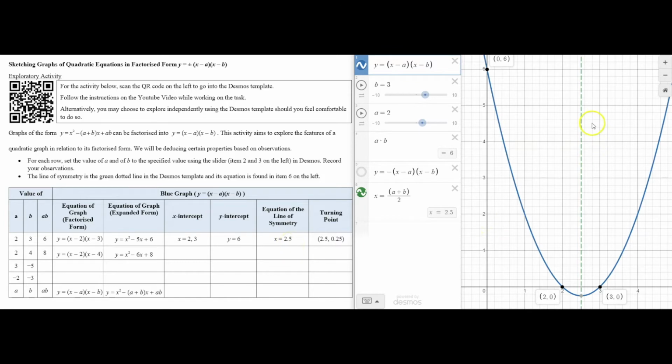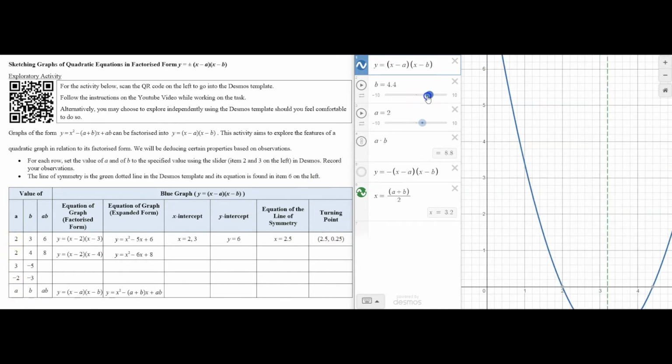Now also notice that this line of symmetry runs through the turning point, or the minimum point. The turning point has an x coordinate of 2.5, which is the same as the line of symmetry. For the y coordinate, you simply substitute x equals 2.5 into the equation. So that concludes the first row. Now what about the second row?